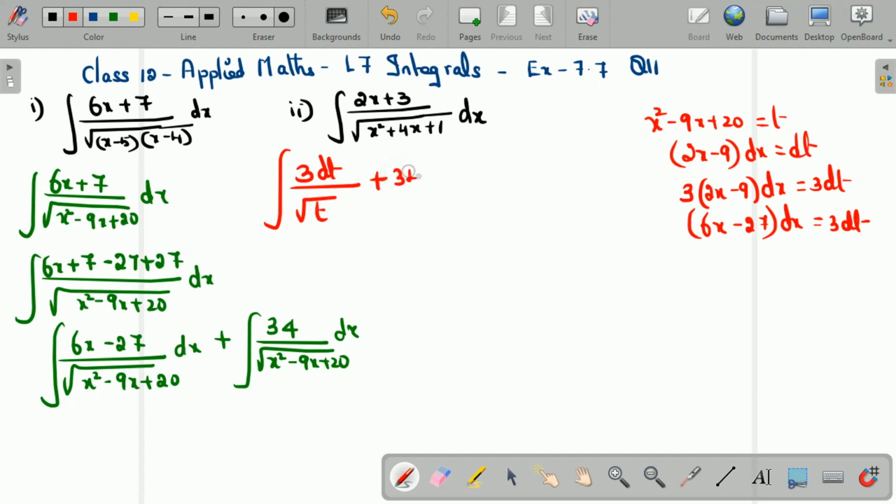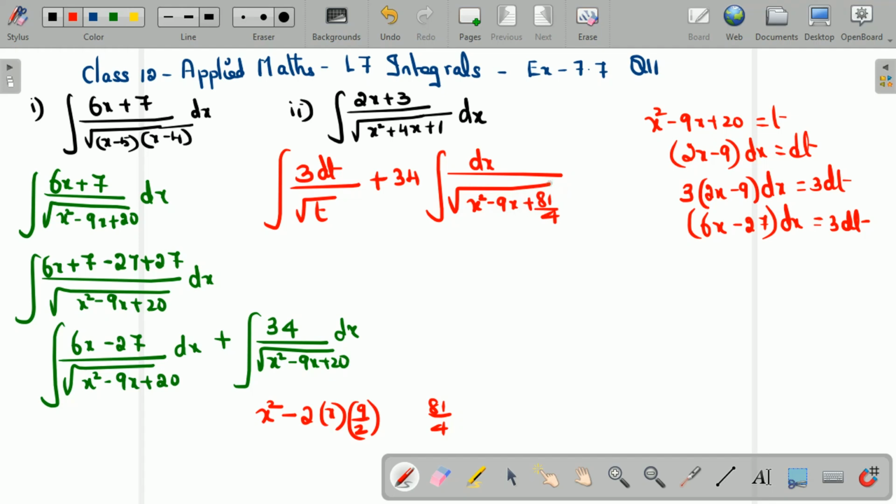I'm taking the 34 outside. So integral dx divided by root of... Now I'm going to make this a perfect square. So let's compute that. So x squared minus 2 into x into, now let's find out what is going to be the b. So the b has to be 9 by 2. If b itself is 9 by 2, then b squared is going to be 81 by 4. So I have to make a plus and minus 81 by 4. So let's do that. So x squared minus 9x plus 81 by 4, then there is a minus 81 by 4 plus 20.